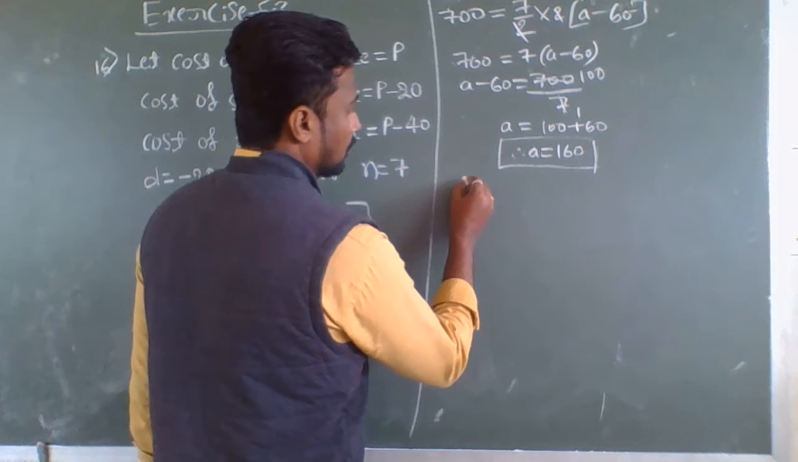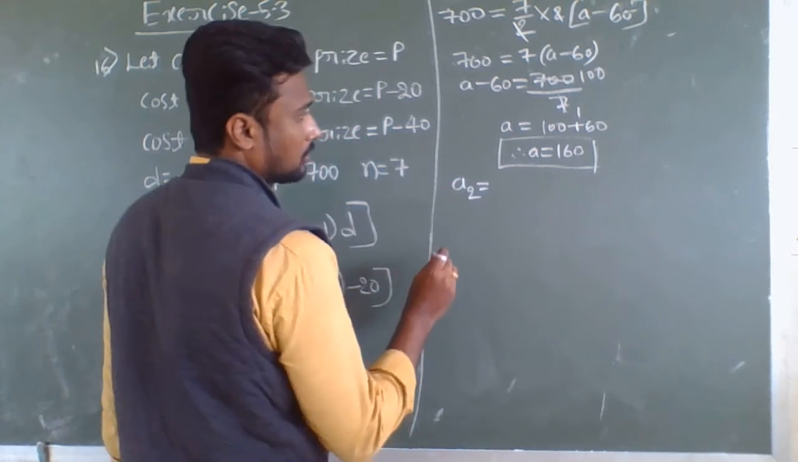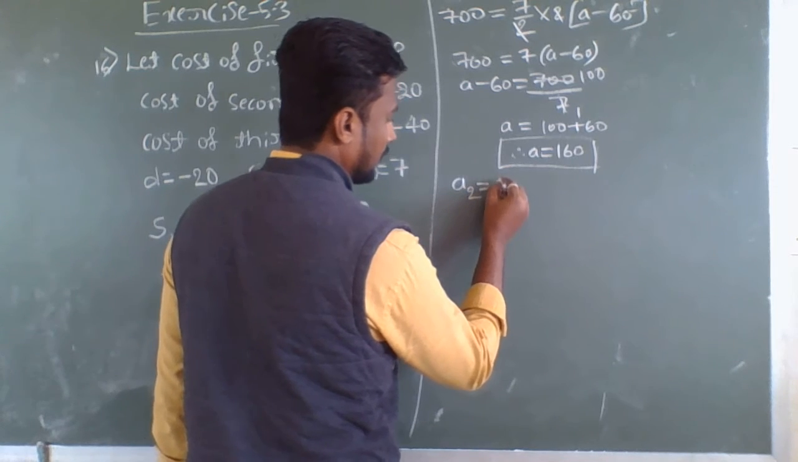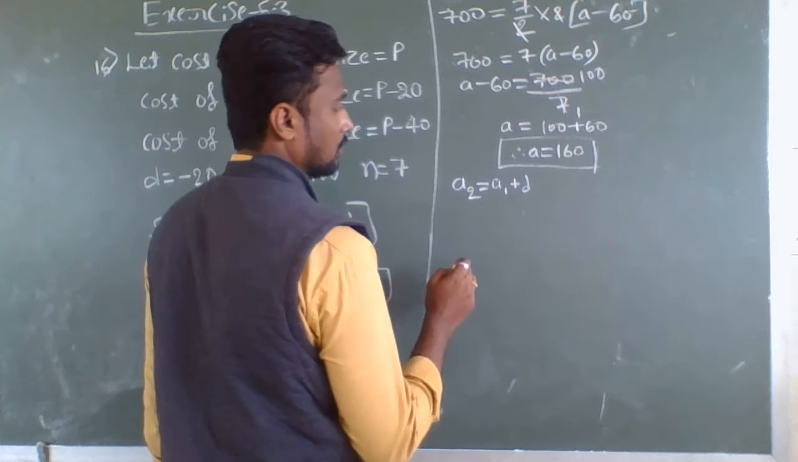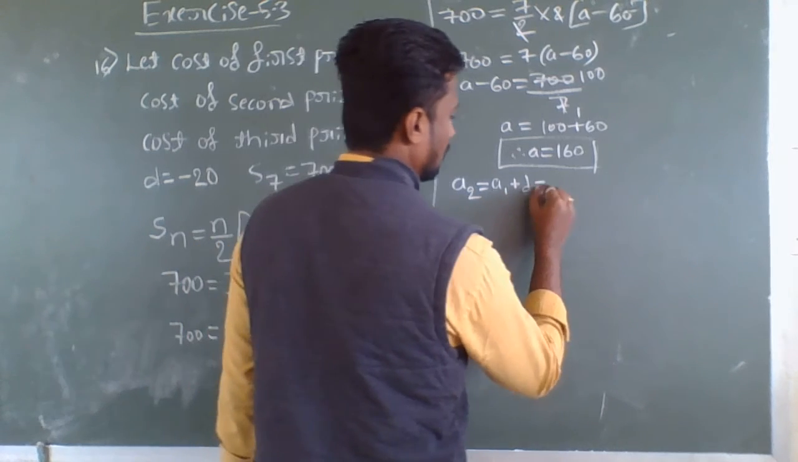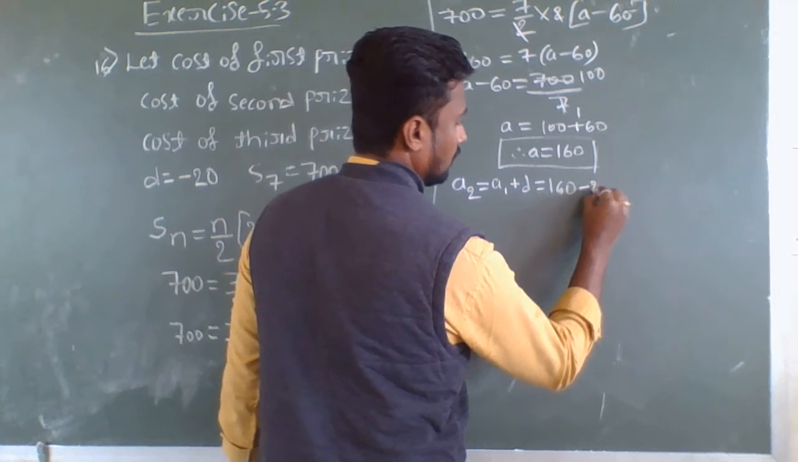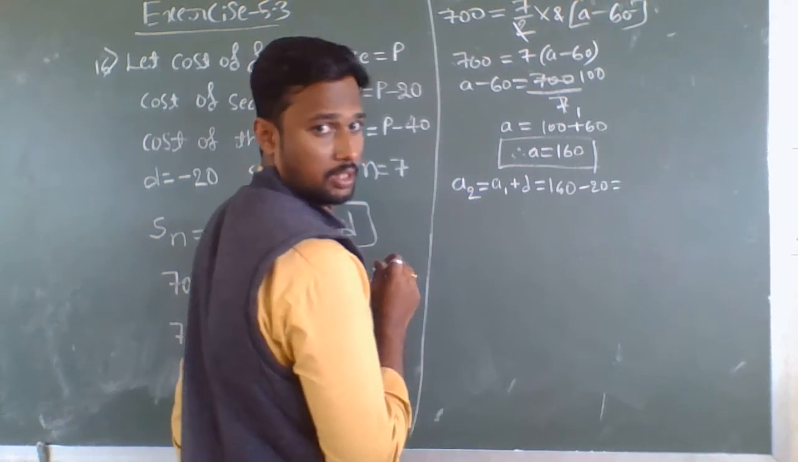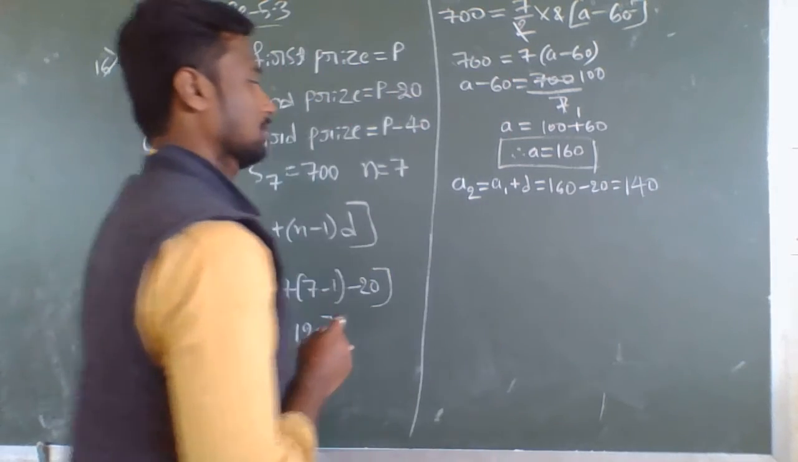So now we got the a value, means a1. Now second price a2 is equal to, how to calculate a2? a1 plus b. What is the a1 value? 160. And b value is minus 20. So 160 minus 20 means 140 is the second price.